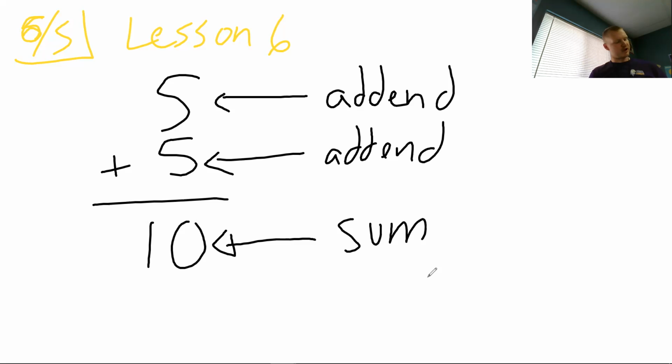Then we have the commutative property of addition. So when we're adding more than two numbers, so let's say 6, 3, and 4, that is when we're doing the commutative property of addition. So let's get that brought up real quick.